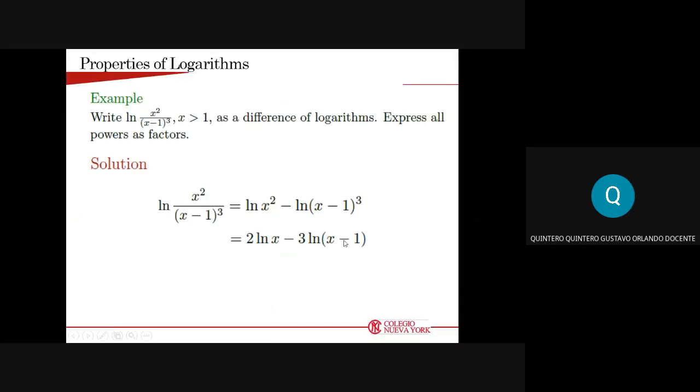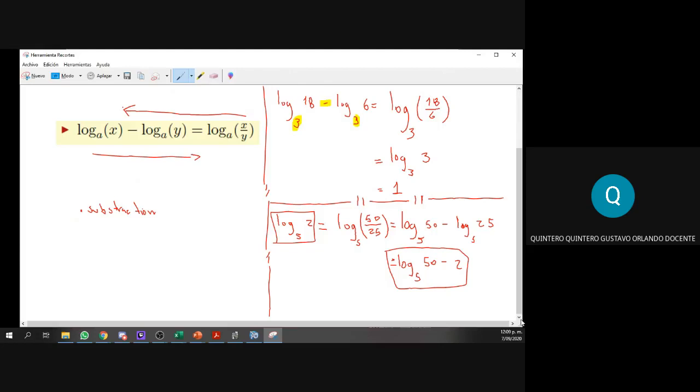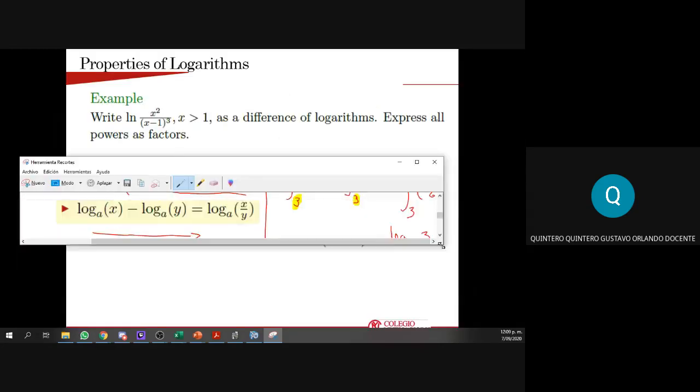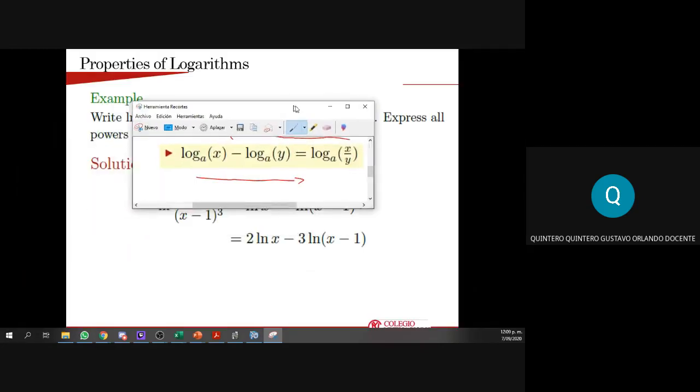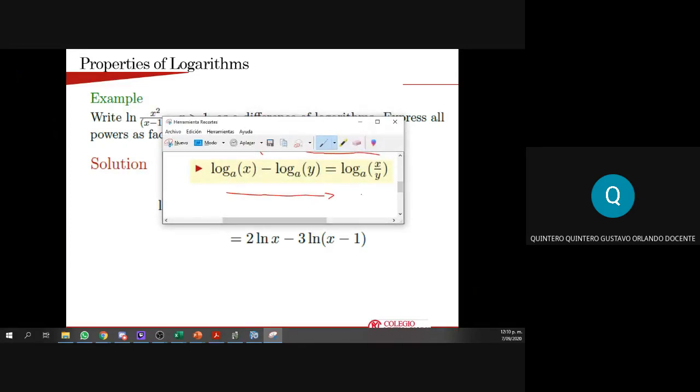What we have here is a subtraction inside the parentheses of the logarithm. We cannot expand this or simplify it. There's nothing we can do. That is not what the property is saying. Let me do this a little bit smaller. Look at this. In our example, we have natural logarithm of x minus 1. There's nothing we can do. We need to have a division, not a subtraction.